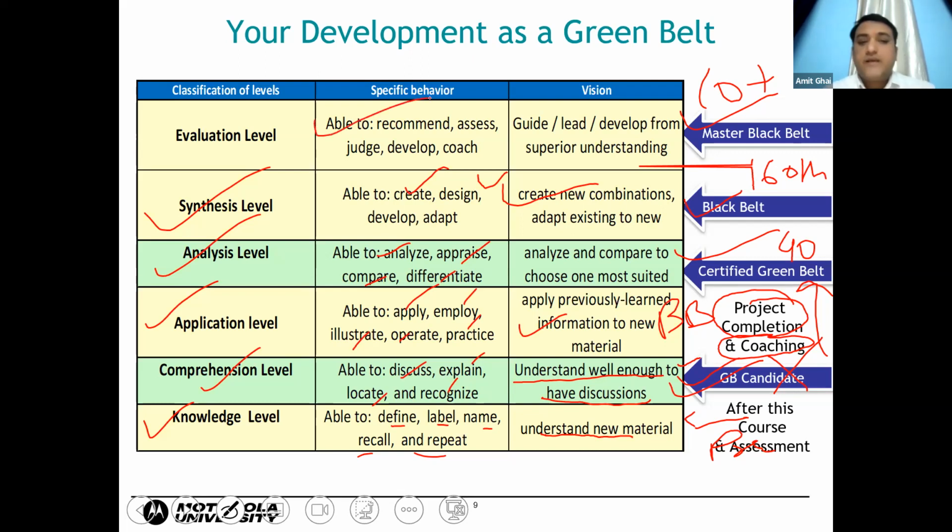This person is able to recommend the methodologies to be adopted in the organization. They develop and coach the new people, and they are able to guide, lead, and develop from a superior understanding of both Six Sigma as well as project management. So this is the Six Sigma journey from a student to master black belt. Any questions?